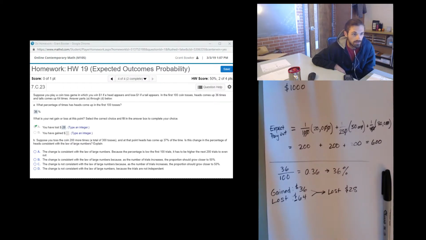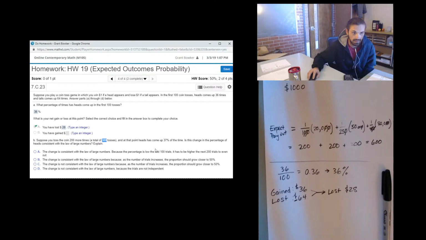Suppose you toss the coin 200 more times, a total of 300 tosses, and at that point, heads has come up 37% of the time. Is this change in the percent of heads consistent with the law of large numbers? So recognize we went from 36% being heads when we flipped it 100 times. When we flip it 300 times, we see 37% were heads. We would expect, just from our gut, that if you toss the coin 300 times, that roughly 50% would be heads.